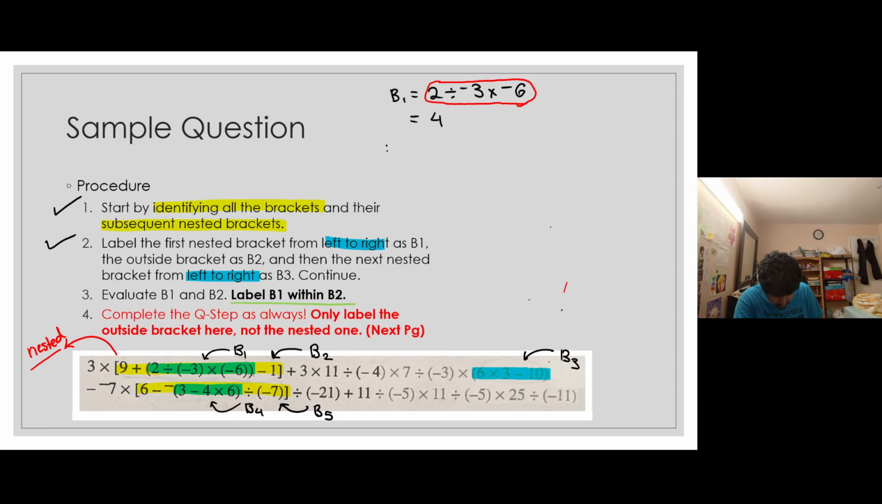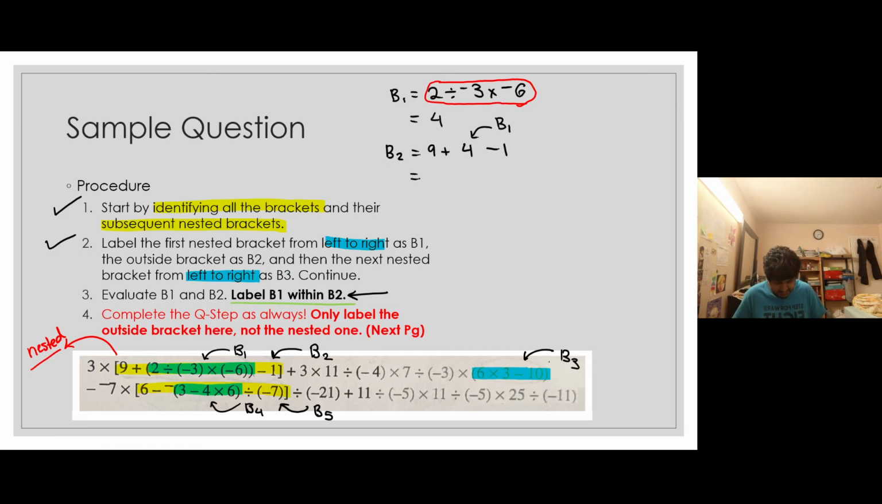Let's keep going. So now I have B2. For B2, I have 9 equal sign, 9 plus something. Now, in this case, the something is none other than our old friend B1, right? So what we do is we just write the answer. In this case, we got 4. And then you go out there and you label this immediately as B1, right? So again, we are labeling B1 within B2. Okay? And then you finish it off with -1.